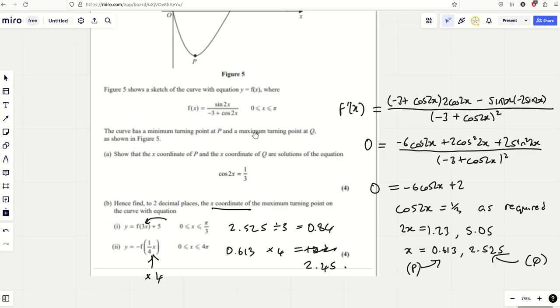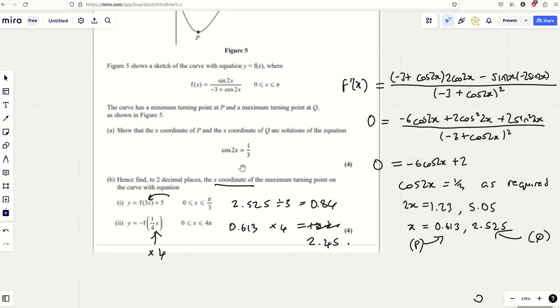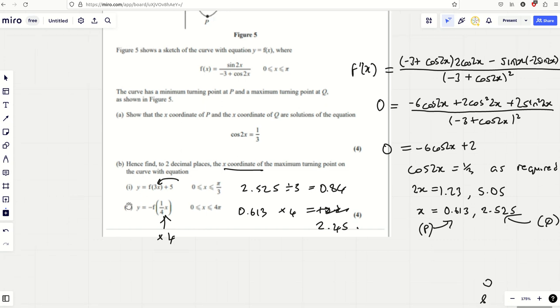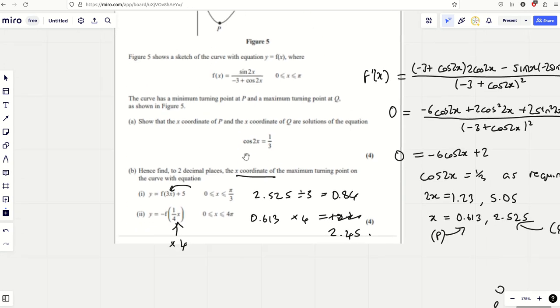But anyway, I don't think you're stuck on the first bit. You differentiated that correctly and you got to cos 2x equals a third. I think I know what's going to catch you out in B part 2 because it caught me out. So I've got a good guess, right?